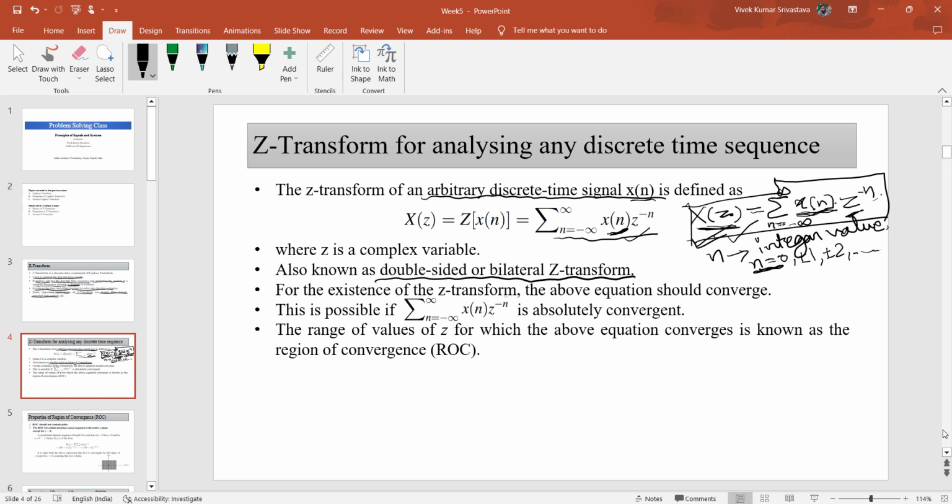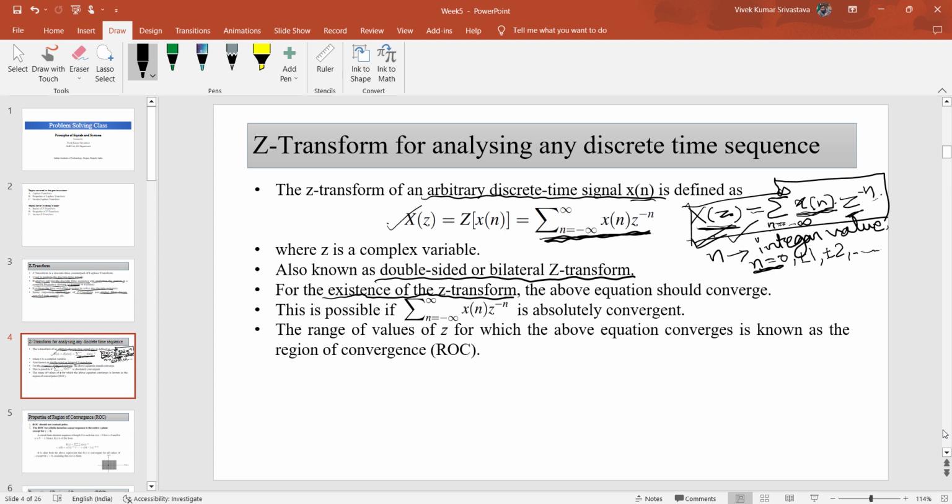One more important thing is that for the existence of any Z transform, this expression should converge, and it will only converge when the summation term converges. Then only does X of z exist.